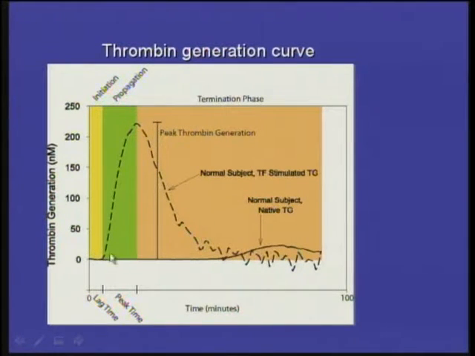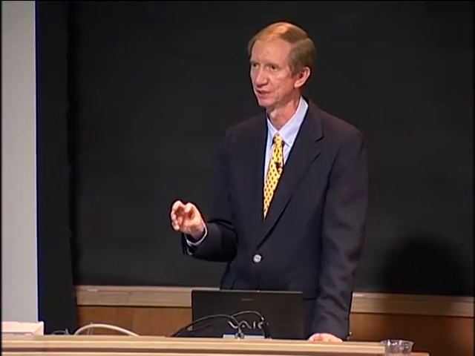Now this is the curve we get if we add a little bit of tissue factor as a stimulator. To give you an example, we add tissue factor in the ProTime assay, and we add a little phospholipid and we add calcium.